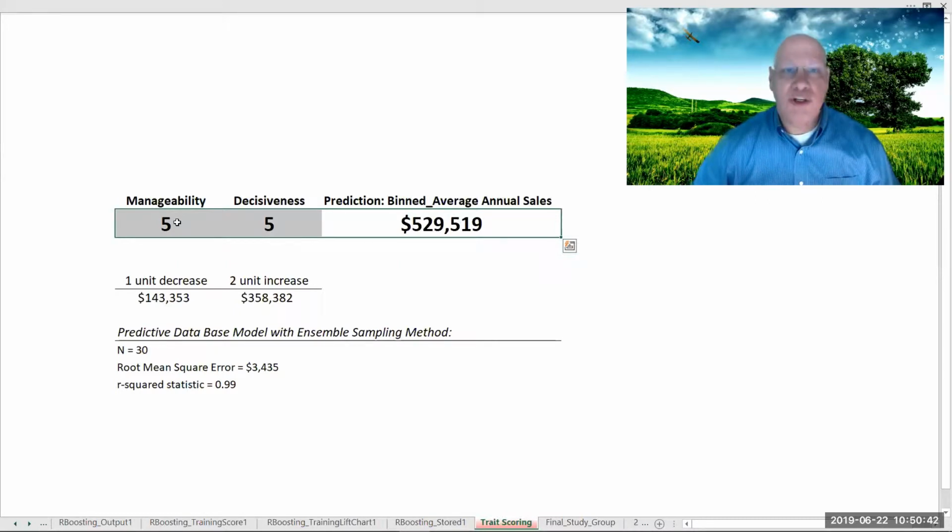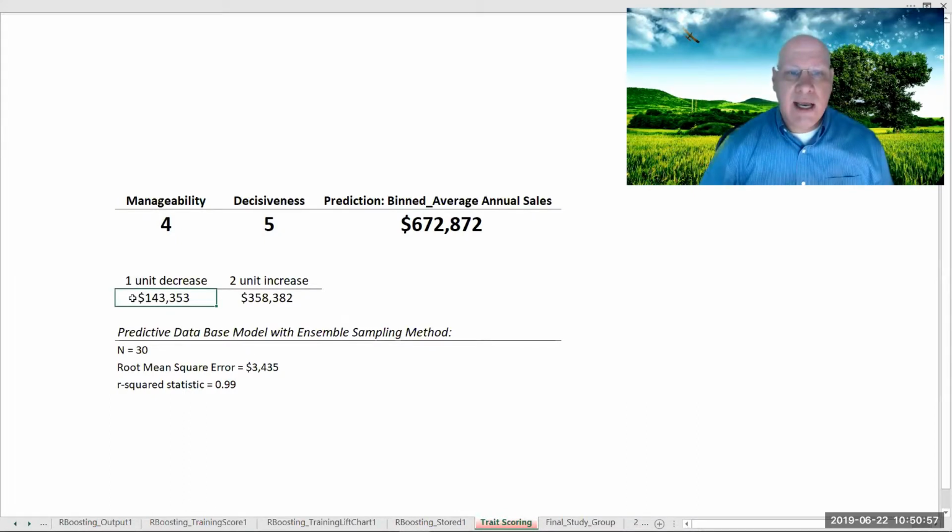If this salesperson were to decrease this manageability by one unit, we would see an increase of over $140,000 in productivity, according to our prediction algorithm. And the accuracy of this algorithm for the training set itself of 30 incumbents is plus or minus $3,500. So that would be an excellent coaching tip for the sales manager.